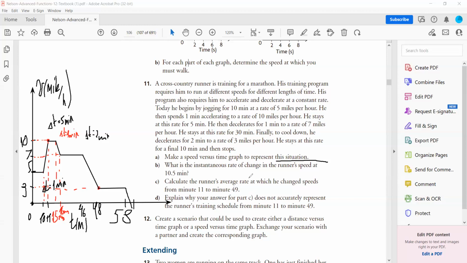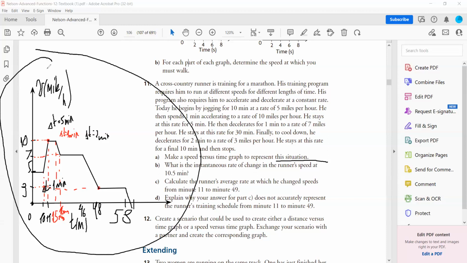Make a speed versus time graph to represent the situation. Please take a look at the graph I made with you. I think it's pretty clear. So let's repeat it one more time. He is required to accelerate and decelerate at a constant rate, which tells us the lines in moments of time when he is decelerating or accelerating are supposed to be straight lines, no curves.